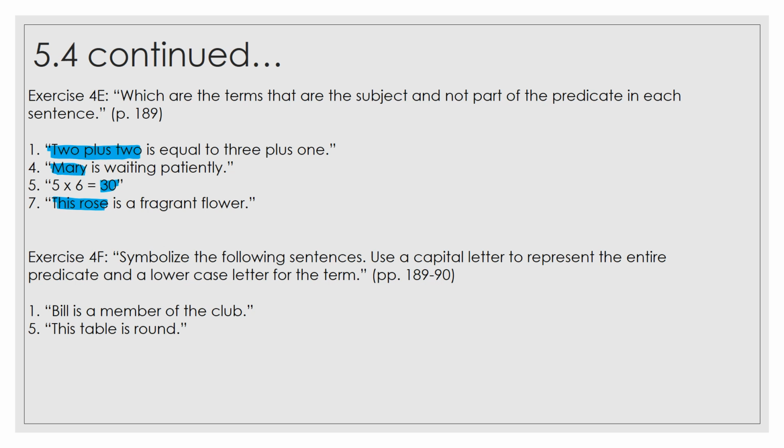Exercise 4F. Here, we're back to symbolizing. So let's do that. So number 1, we have Bill is a member of the club. So Bill is a subject, and member of the club is the predicate. So for the predicate, we'll say this big C, and the subject will have little b. Number 5, we have this table is round. This table is the subject, round is the predicate. So we'll symbolize this as capital R for round, and we'll say little t for table.